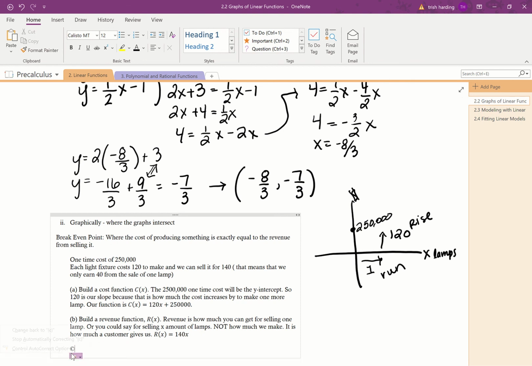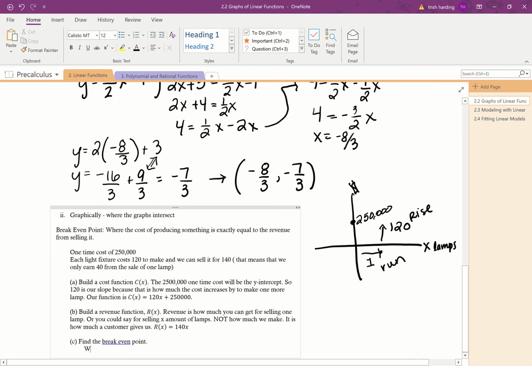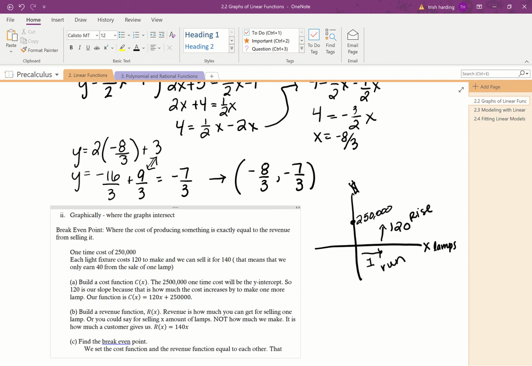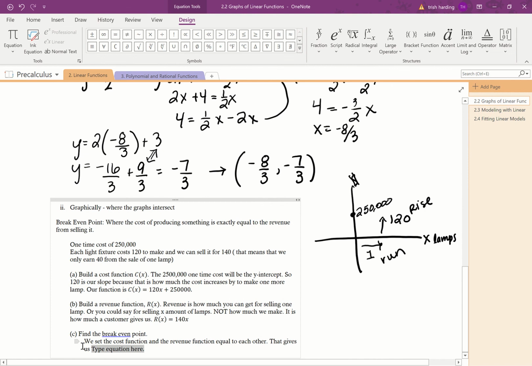C, it wants us to find the break-even point. And how we're going to do that is we set the cost function and the revenue function equal to each other. That gives us our cost function, 120x plus 250,000, and we're going to set that equal to 140x.